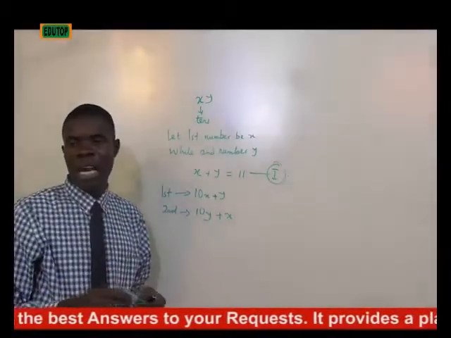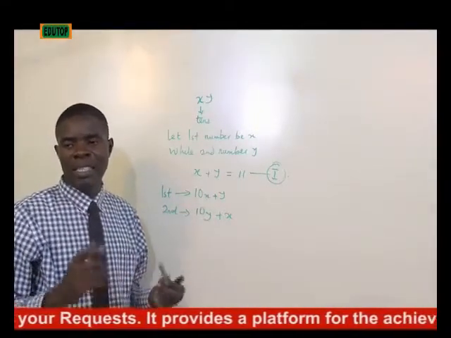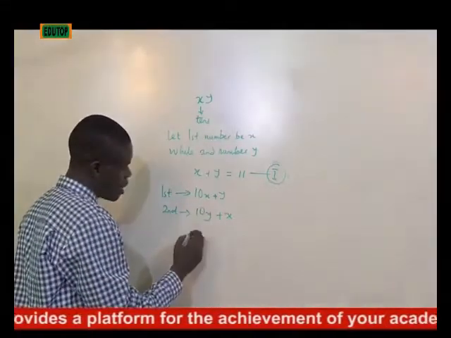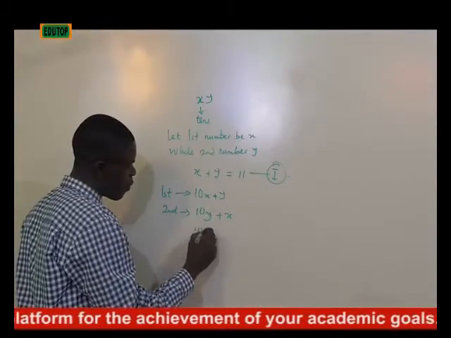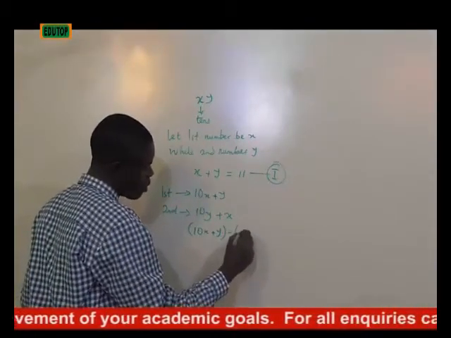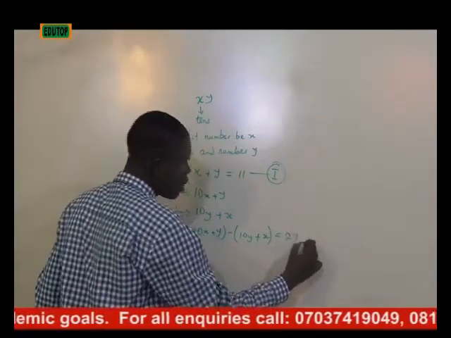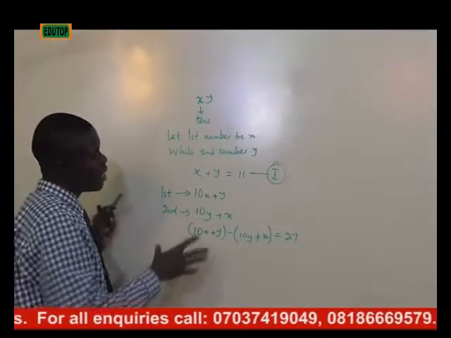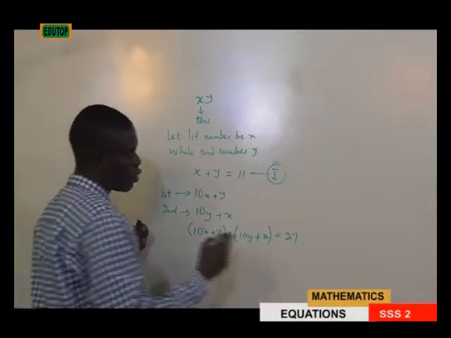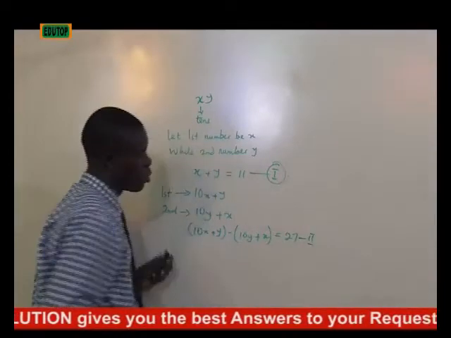The question now stated that the number is 27 greater than the second obtained by interchanging the digits. For it to be greater, it definitely means the difference of the first number, 10x plus y, and the second must be equal to 27. That is the only condition that can make the first number greater than the second number. So this is now equation 2.